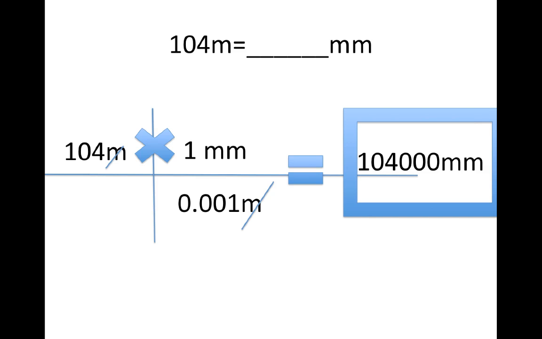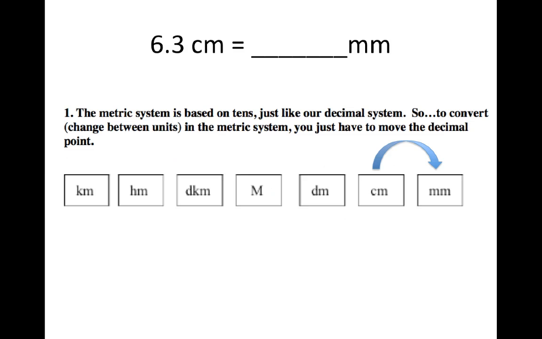We're going to do another example of this here in just a second. Next, I'm going to show you the jump method. Here's our problem for the jump method. We have 6.3 centimeters equals how many millimeters?